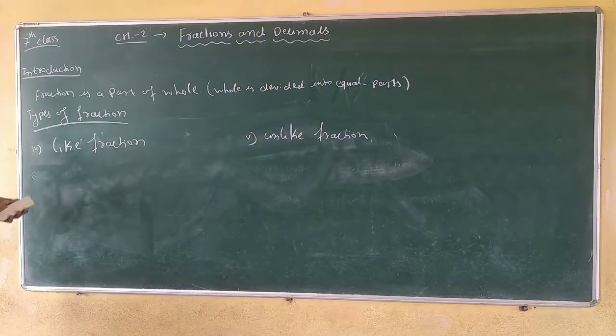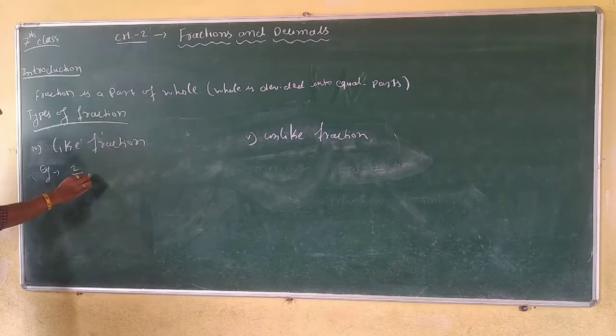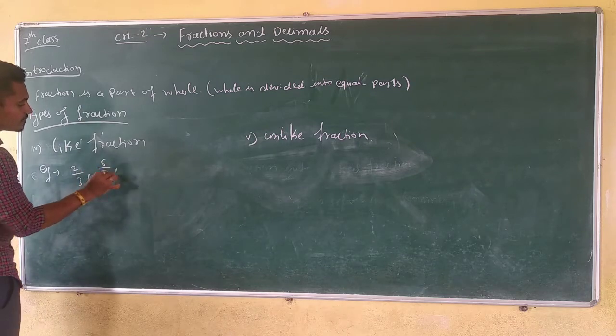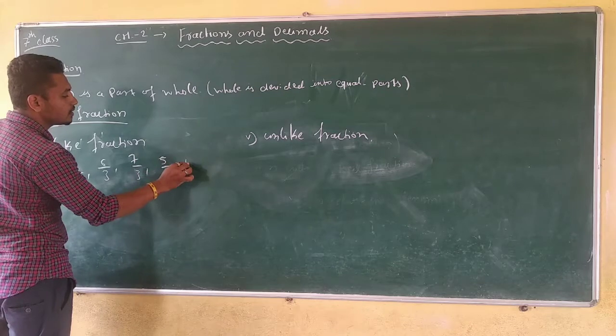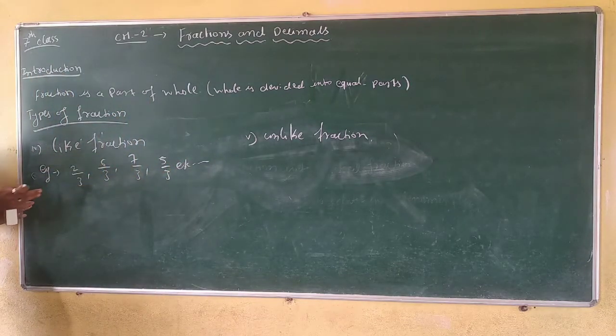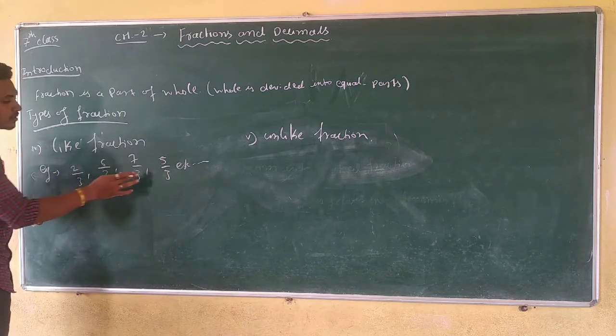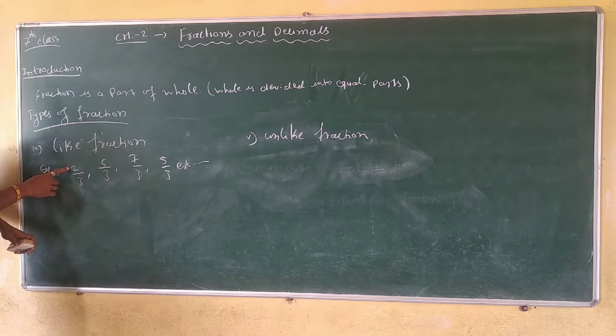Now what is like fraction? Take some examples. Okay, I will do some examples for like fraction. 2 divided by 3, 6 divided by 3, 7 divided by 3, 5 divided by 3, etc. Okay, so just observe these all examples for like fraction. Which one do we have to observe common here? 3. Is it right? So 3 is in the place of denominator and 2 is in the place of numerator.